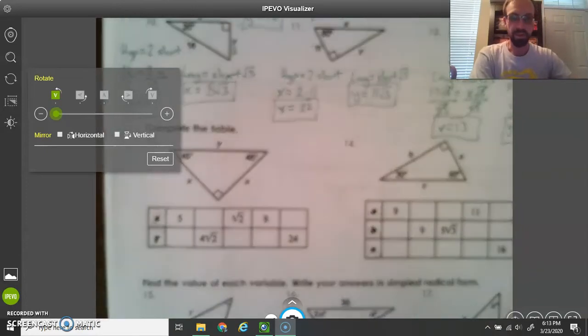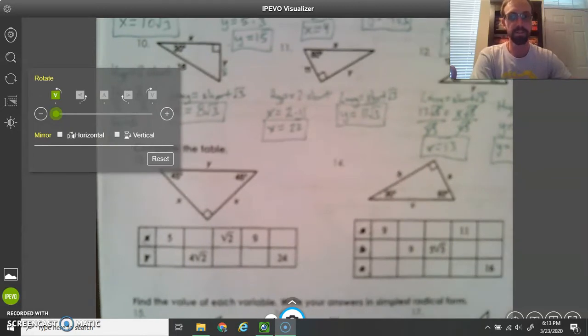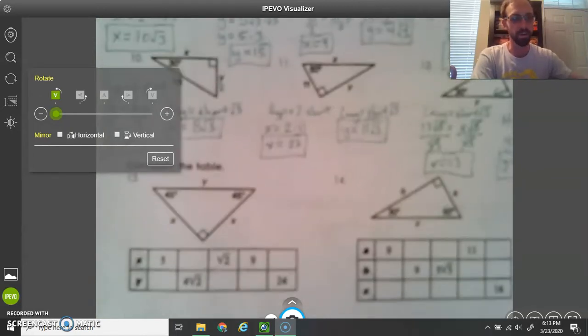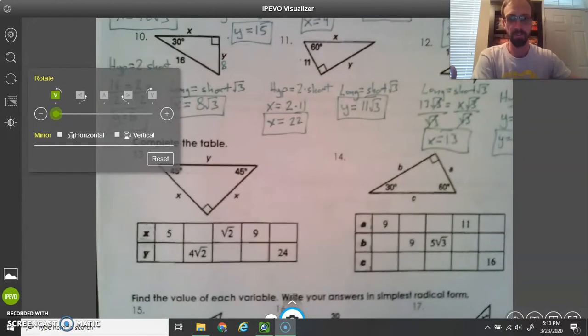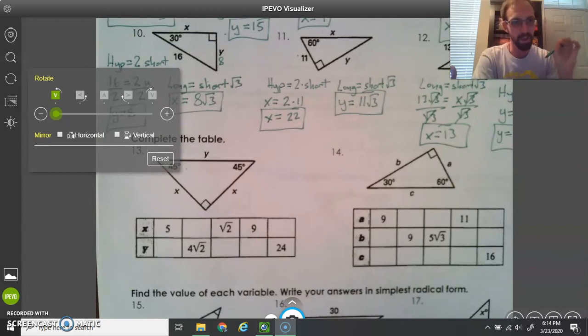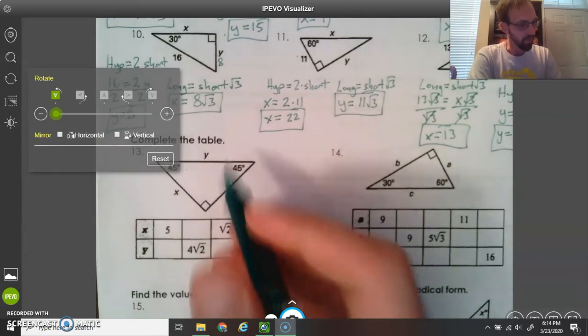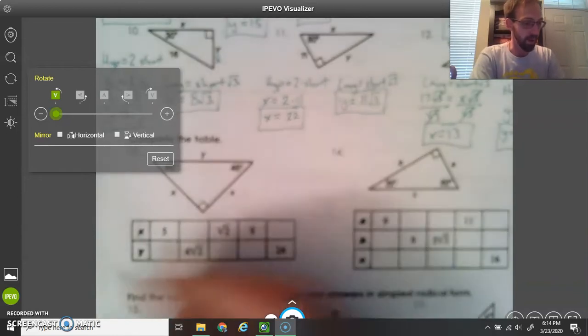This one says complete the table. This is giving you different cases. I found the autofocus button. Amazing. So we've got this case, y is the hypotenuse.